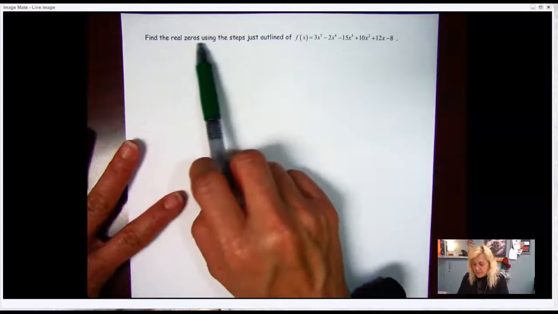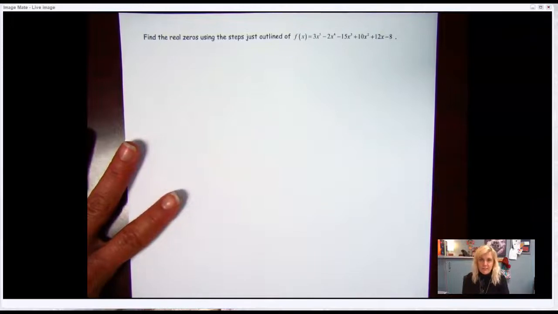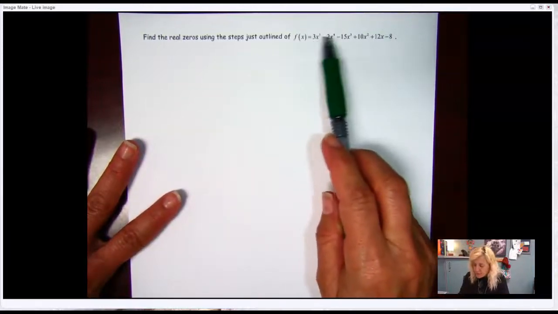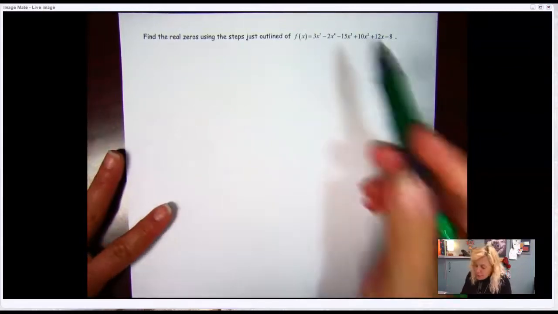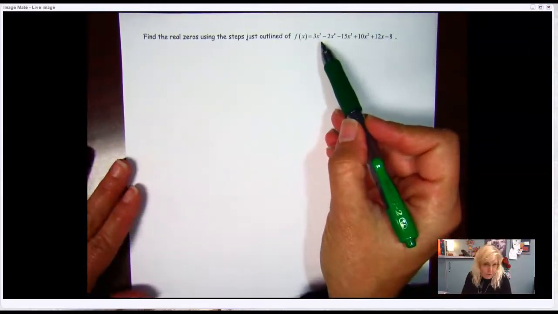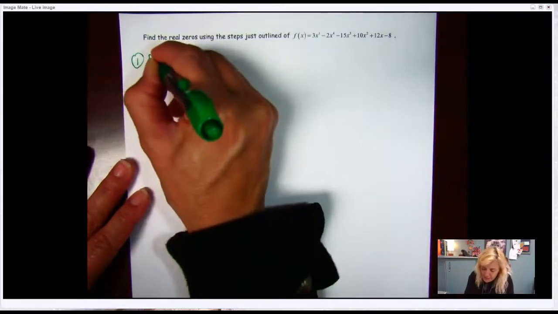Okay, so this says find the real zeros using the steps just outlined, and we're going to go ahead and find the zeros for this polynomial, which has 1, 2, 3, 4, 5, 6 terms. So remember, it has a degree of 5, which means it has a possibility of 5 zeros. And the first thing is Descartes' rule of signs.